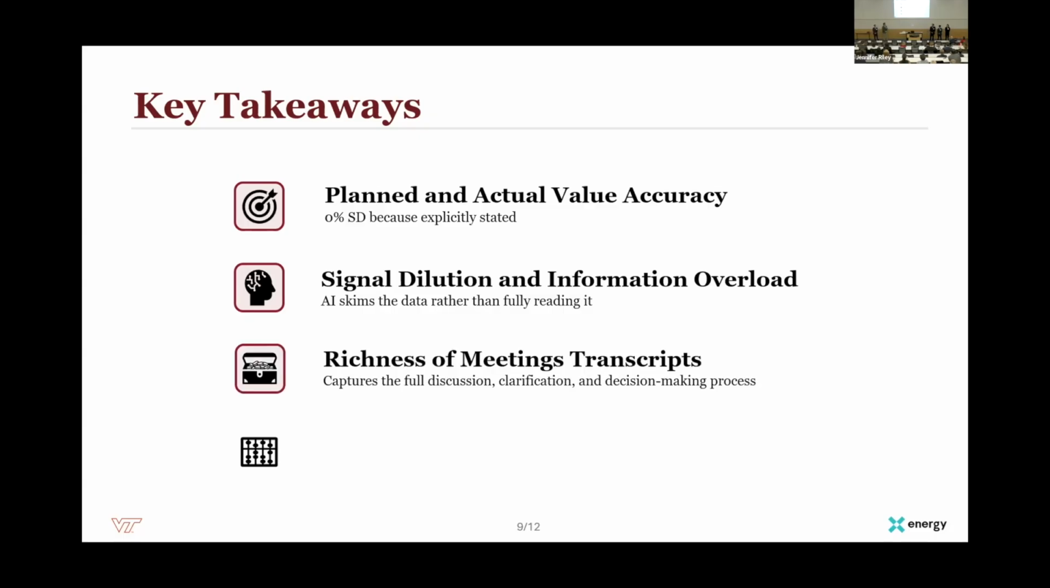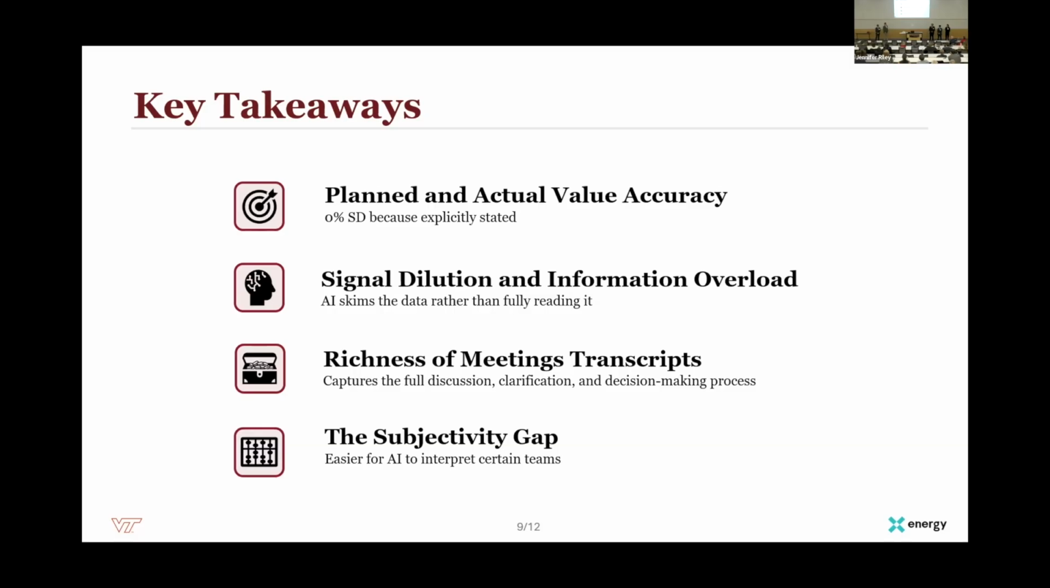Our third takeaway was that meeting transcripts most closely aligned with our ground truth, and that they were by far our richest context source as well. And this is because meeting transcripts include discussions, clarifications, decisions, and next steps. And our fourth and final takeaway was that the model had a subjectivity gap across our 3 business teams.